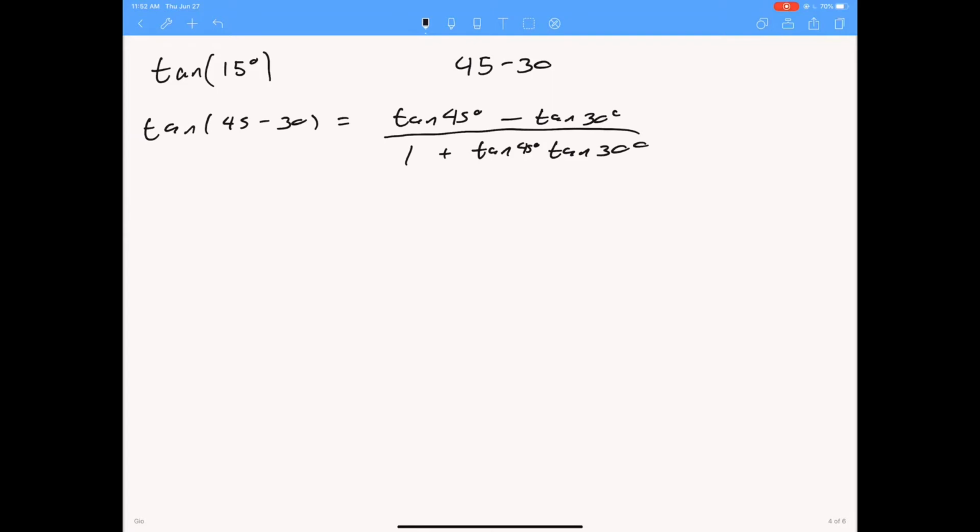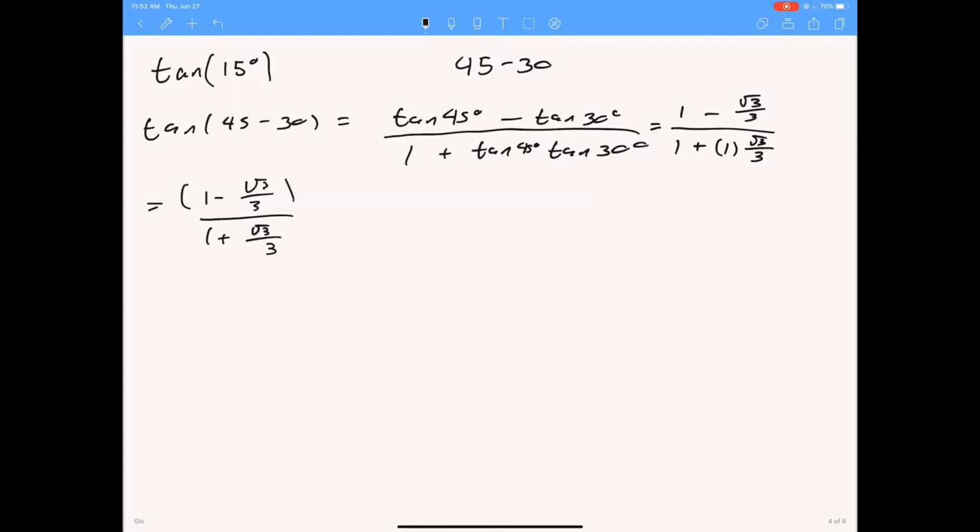So we'll evaluate here. Tangent of 45 is 1, minus tangent of 30, which is root 3 over 3. We have 1 plus tangent of 45, which is 1, times tangent of 30, which is root 3 over 3. So now we have this expression here: 1 minus root 3 over 3, over 1 plus root 3 over 3. So we could definitely simplify this.